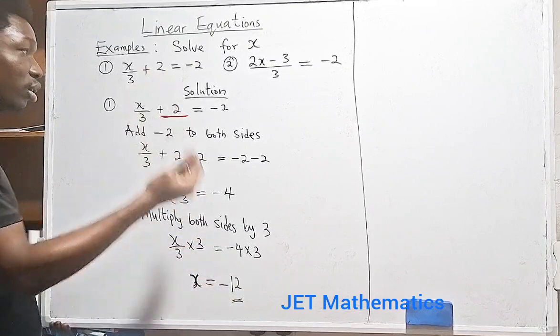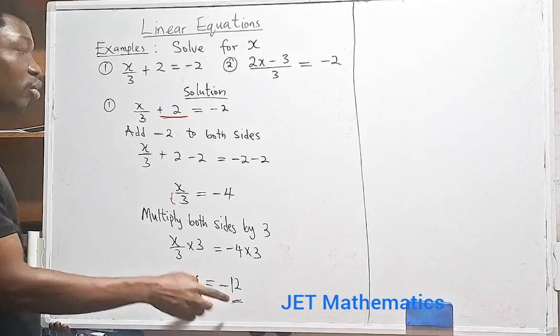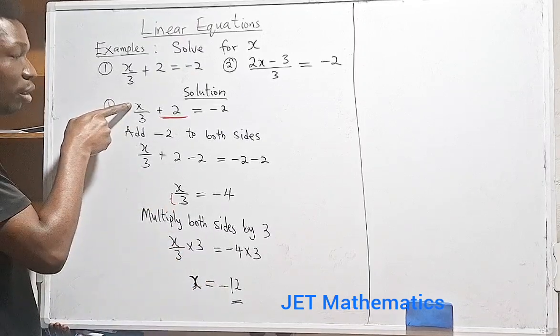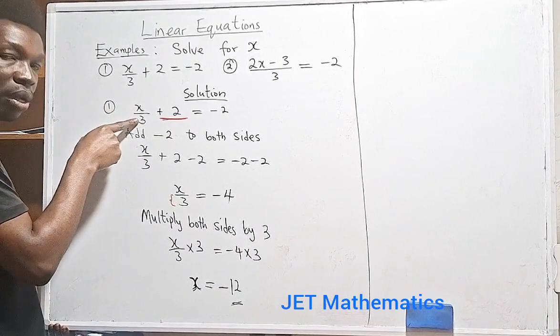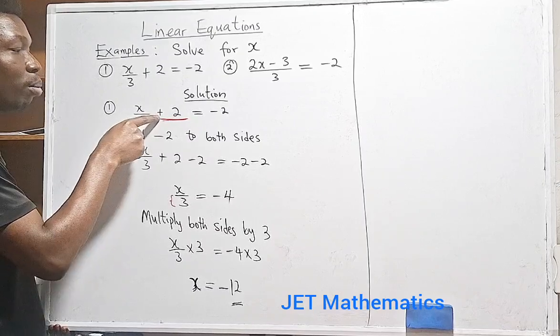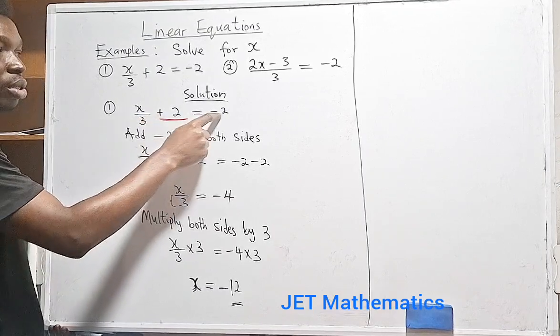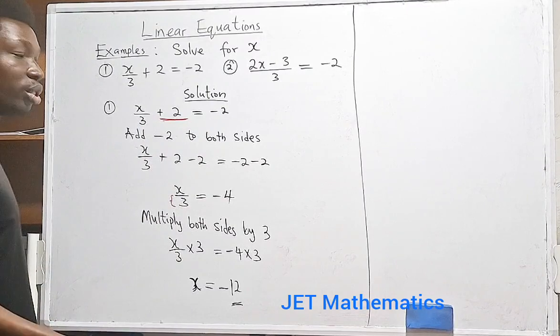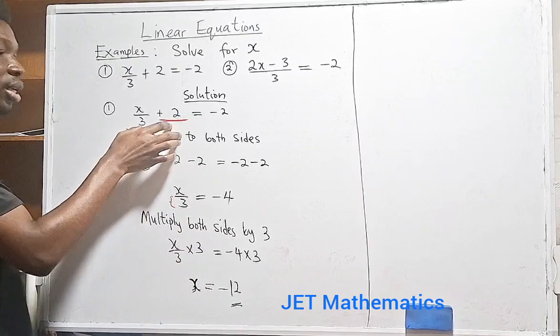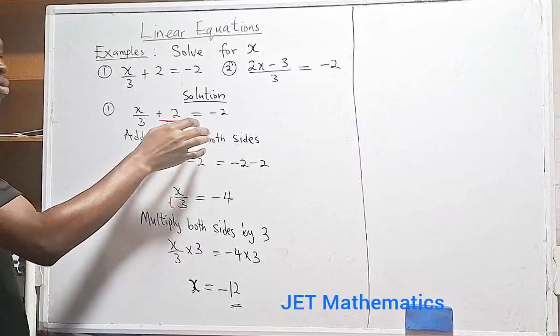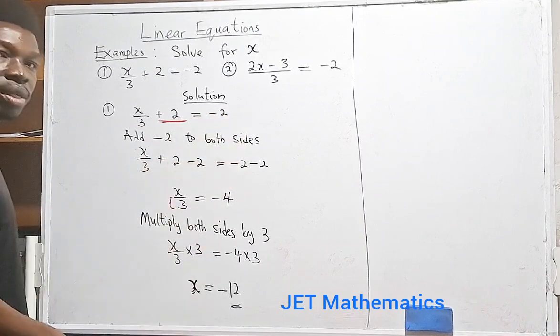And see if the result is true. Let's see. x is minus 12. Let's plug it here. Minus 12 divided by 3, that gives us minus 4. Minus 4 plus 2, that gives us minus 2. You can always check. When you check by substituting the value of x, you always see that the left hand side will have the same value as the right hand side.